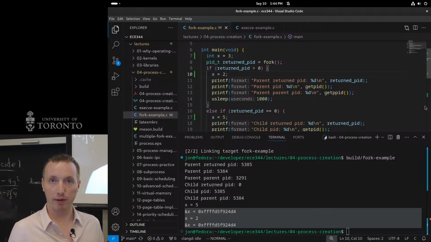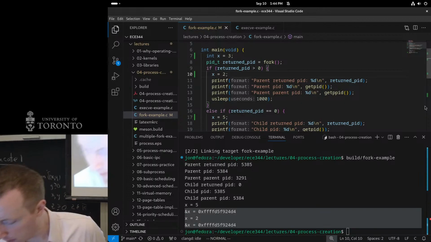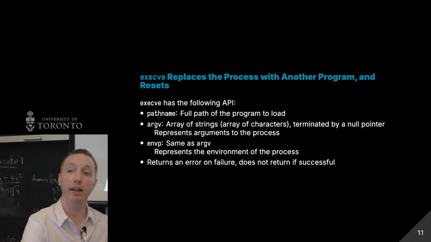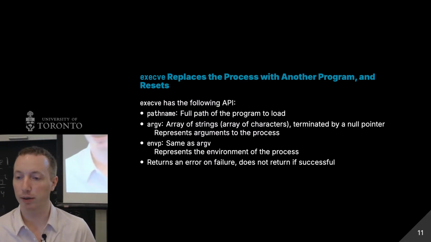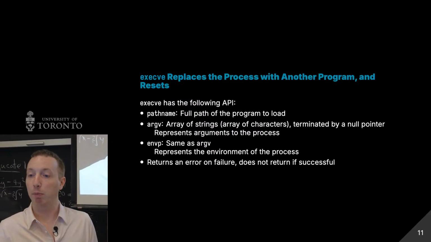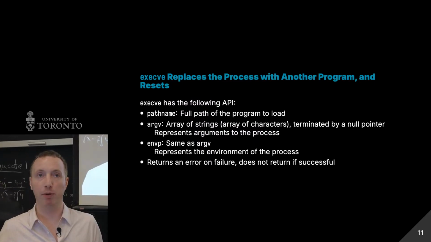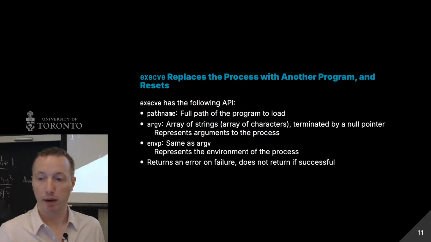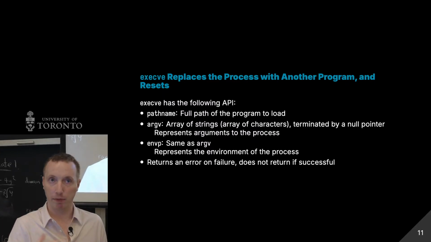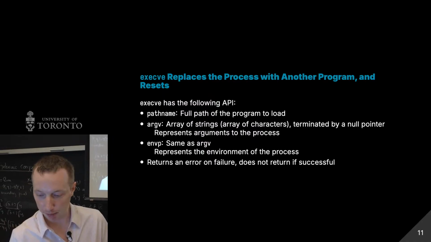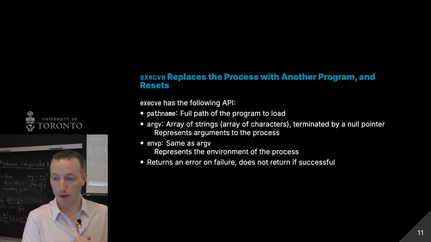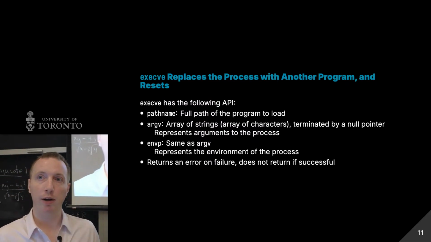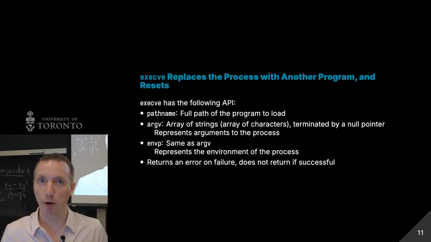Any other questions? Okay, so I'm going to quickly show you the other system call today, which is how to actually run a different program. That system call is called execve, and it replaces the process with another program. So this process starts executing a different program. The process ID stays the same, but we just start executing a different program, setting it all up from scratch again. So its API is the following. It has 3 arguments: a path name, so that's the full path name of the program to load, which is like what file to load into memory.